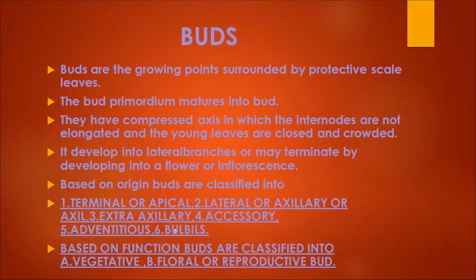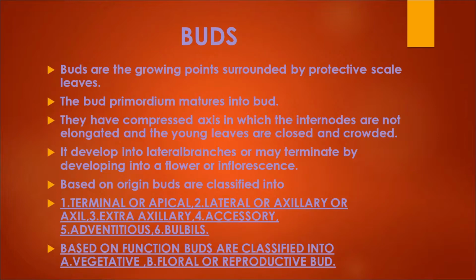What are buds? Buds are the growing points, and these will be surrounded by protective scale leaves. The bud primordium matures into a bud, and they have a compressed axis in which all the internodes are not elongated, and the young leaves are also closed and crowded at one place. It can develop into lateral branches or may even terminate by developing into a flower or inflorescence.